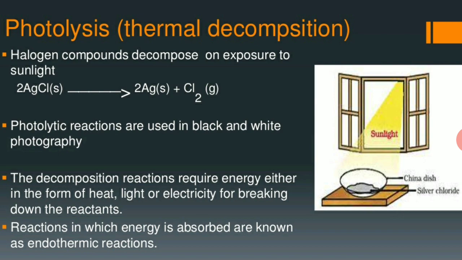So we learned that decomposition reactions require energy, either in the form of heat, light, or electricity, for breaking down the reactants. If we use heat energy, we call such reactions thermal decomposition. When we use light, we call it light decomposition, or electricity can also be used for electrolytic decomposition reactions.